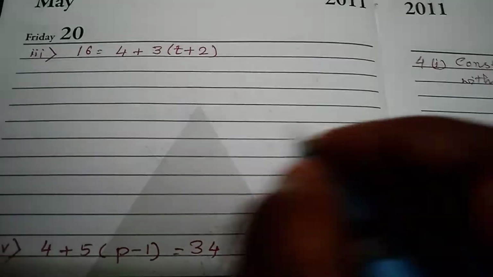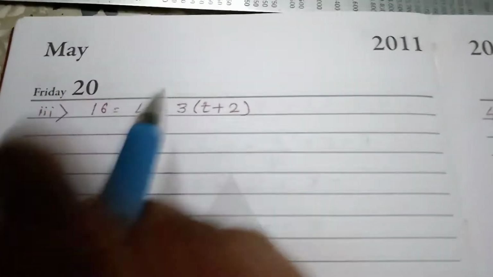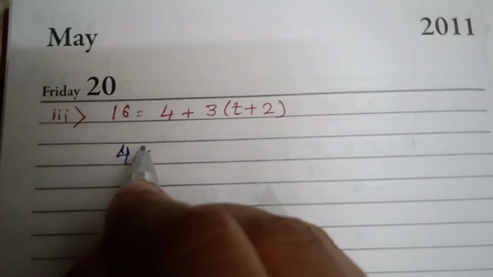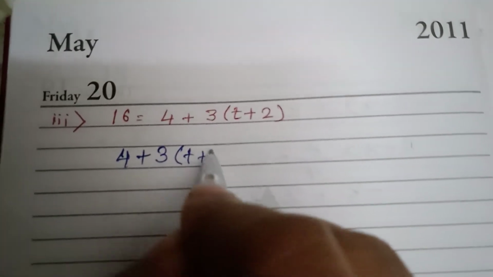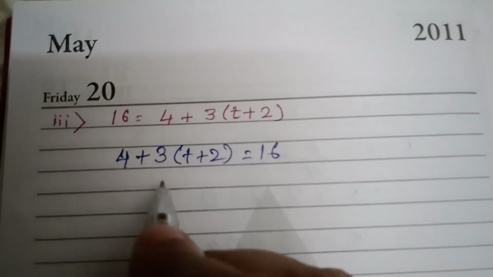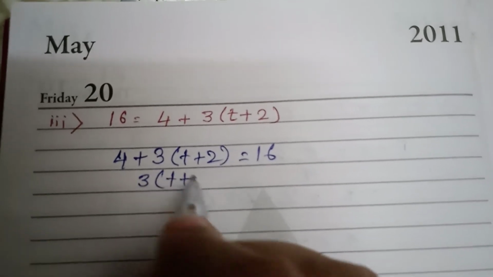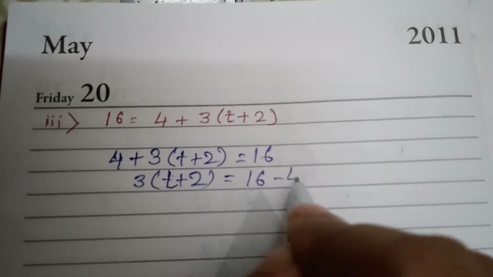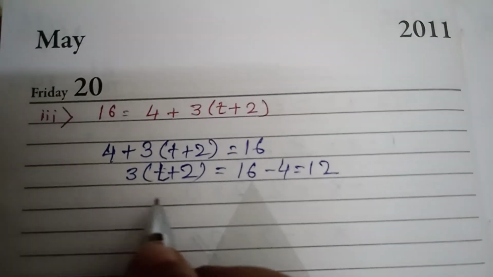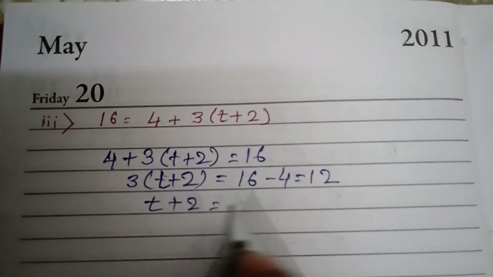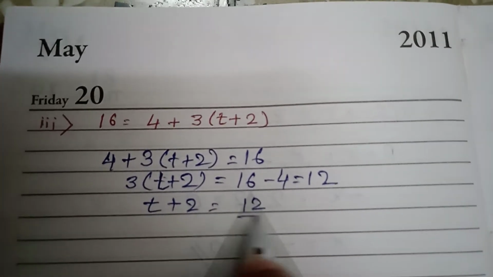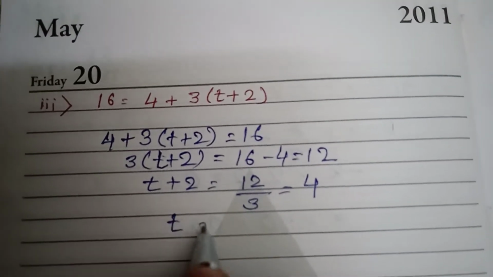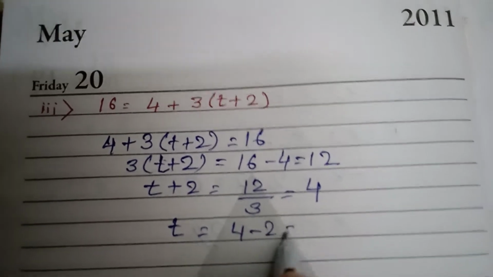Okay. Next question. Here I can write it as 4 plus 3 into t plus 2 is equal to 16. So 3 into t plus 2 is equal to 16 minus 4, which is equal to 12. So what is t plus 2? t plus 2 is 12 divided by 3, which is equal to 4. And what is t? 4 minus 2, that is equal to 2.